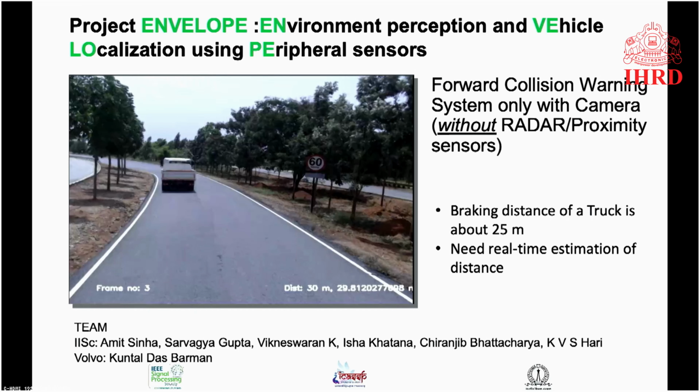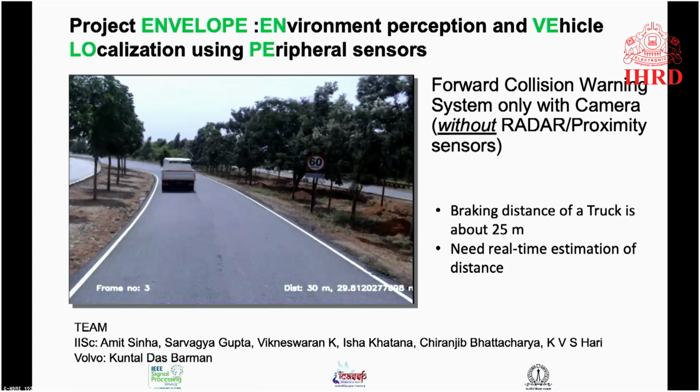But they didn't want to put a radar system. They wanted to use only one webcam and say use your deep learning AI tech tools to find out the distance between two trucks. That was the problem which was posed. Basically, Project Envelope is environment perception and vehicle localization using peripheral sensors. So what they said was, don't use any radar, use only a camera and find out where the collision happens. The truck braking distance is 25 meters.